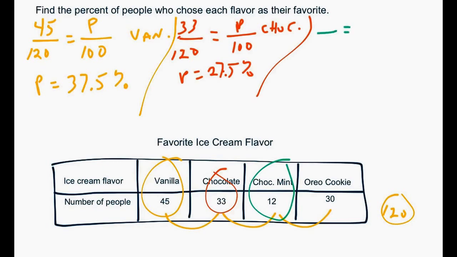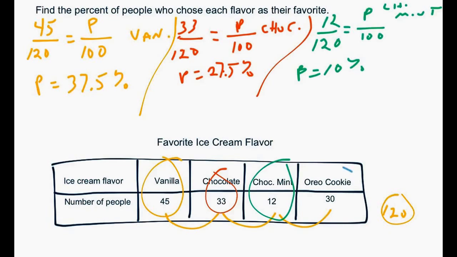Once again, we're making a proportion. Chocolate mint. And we're looking for P over 100. And it looks like 12 people out of 120 chose chocolate mint. And if I solve that, I end up getting 10% chose chocolate mint.